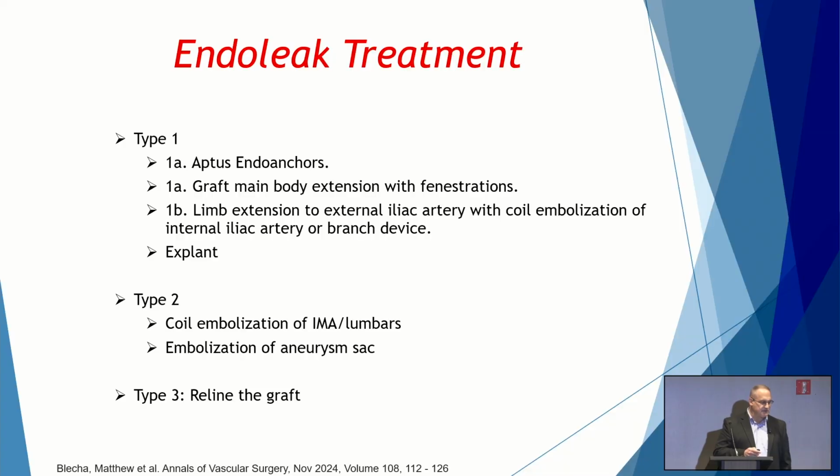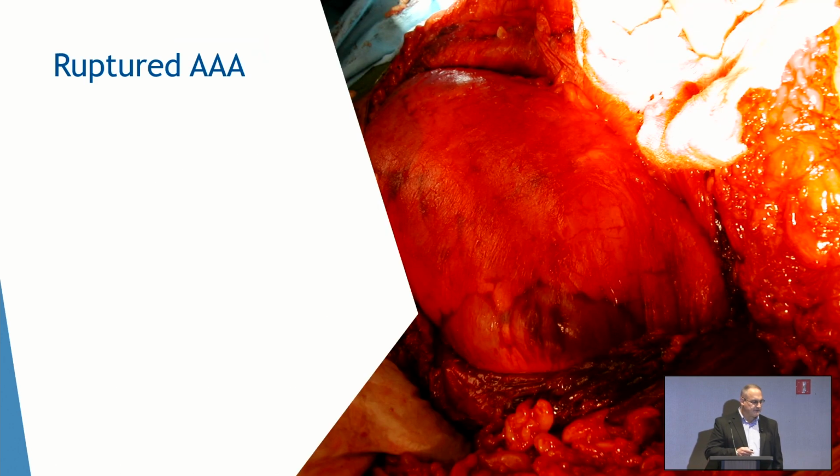A little bit about endoleak treatment. We talked about the Aptus endoanchors that can be used as a treatment for type 1A. Also, for the graft body, we can extend it out and fenestrate later. For the 1Bs, we can do limb extensions. We can coil the internal iliac arteries, use branch devices, and if all else fails, we can explant the graft with open surgery. For type 2, we can perform coil embolization of the inferior mesenteric artery or the lumbars, or just plain embolize the aneurysm sac. For type 3, which are rare, we can reline the graft with a covered graft.